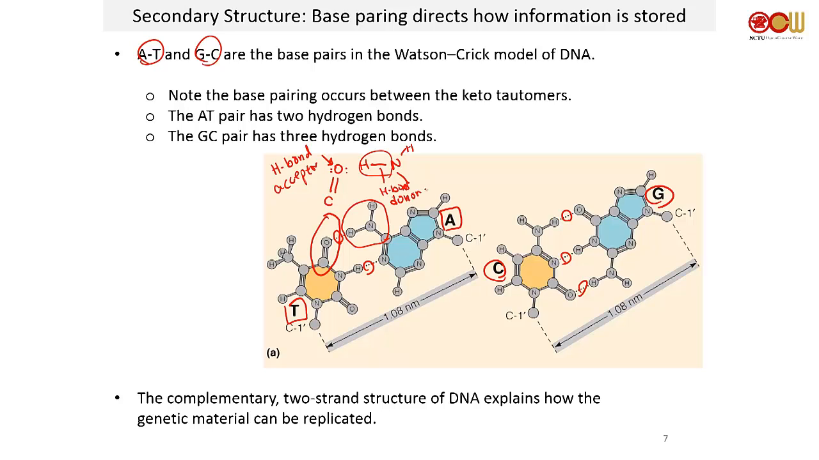So even though you don't have to memorize the structures, as long as you can find them when you need them, you should be able to recognize where the hydrogen bond donors and hydrogen bond acceptors are. Essentially, this complementary system can explain how genetic material can be replicated, because if you have the sequence A, T, C, G, then their complementary base pairs will exactly fill in by themselves.